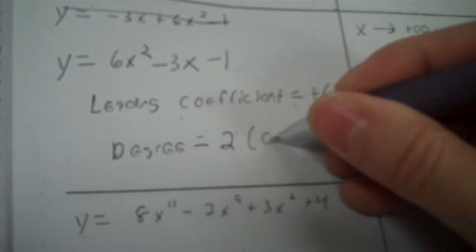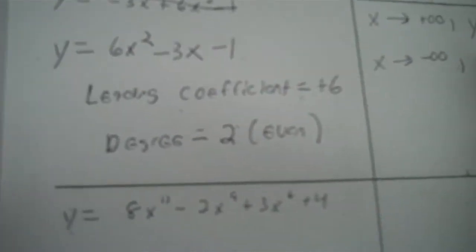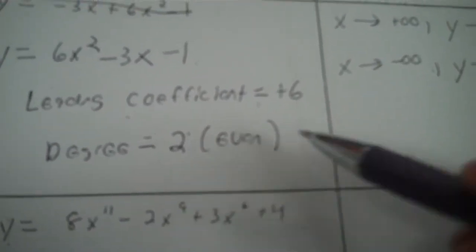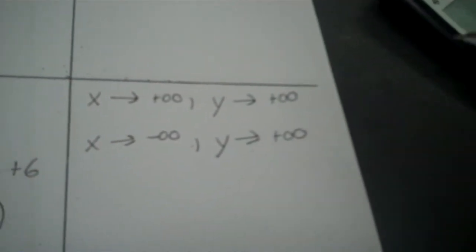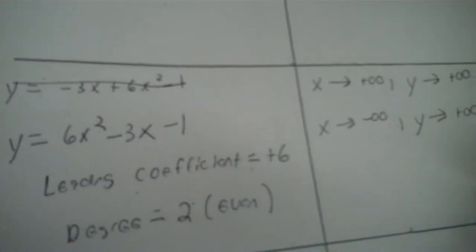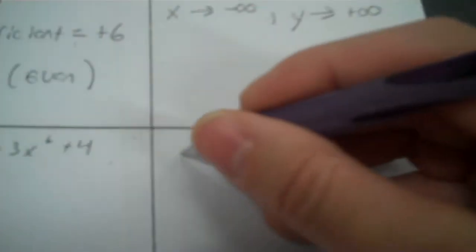Now, here's how you determine the other one, the degree. That's your highest exponent, which is 2. Now next to 2, put whether 2 is even or odd. It's even. If we have an even, then y approaches the same thing from the other side. If it's odd, it does the opposite. Okay? And you'll see that. There's your answer.